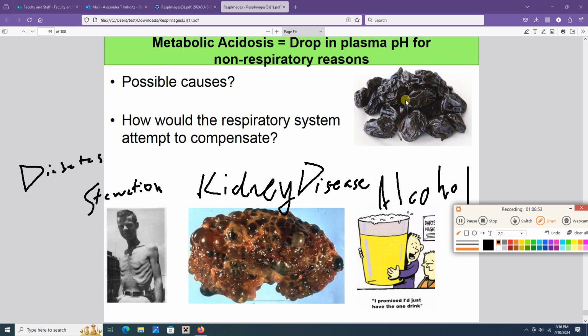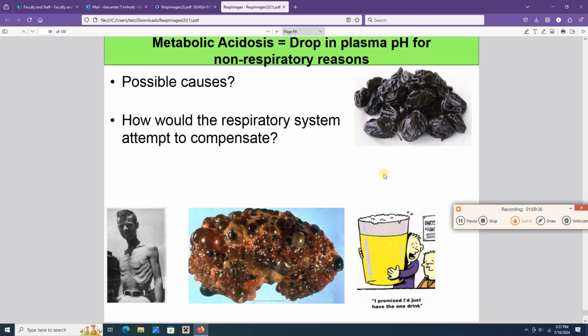If you eat a whole bag of prunes, you are going to be having some liquefied poop. And when you're pooping excessively, well, poop is actually basic. And so if you're pooping away a lot of base, you become more acidic, and that's metabolic acidosis. Now, in this situation, what would your respiratory system do to compensate? So if you became more acidic, you would actually increase your breathing rate. You would increase your breathing rate to get rid of CO2 and thereby get rid of acid.